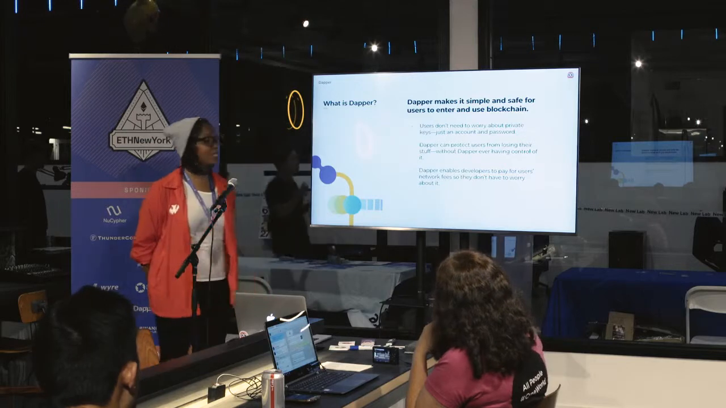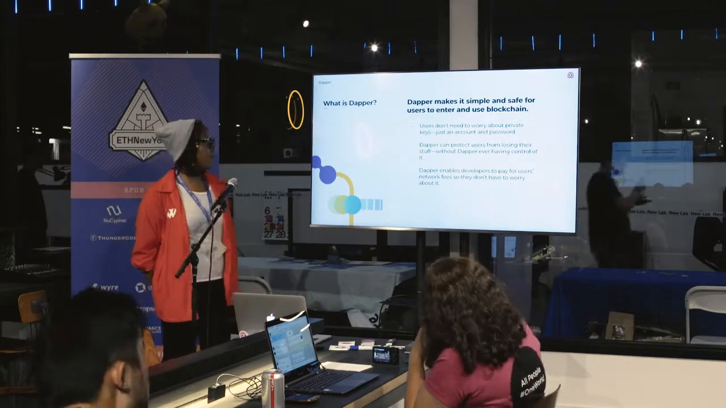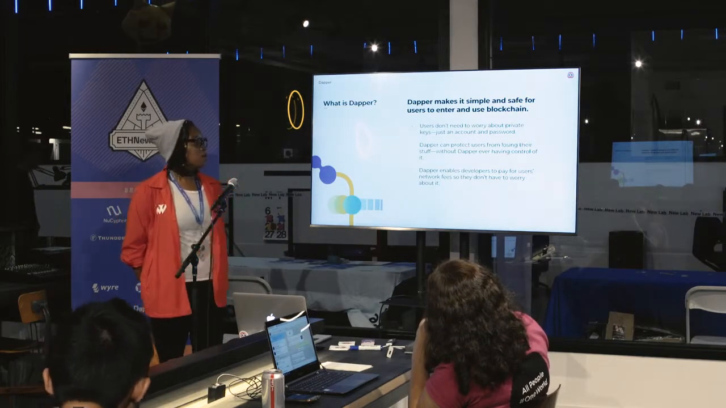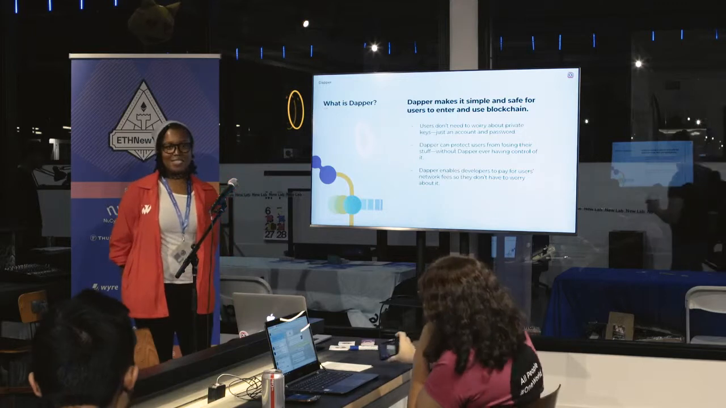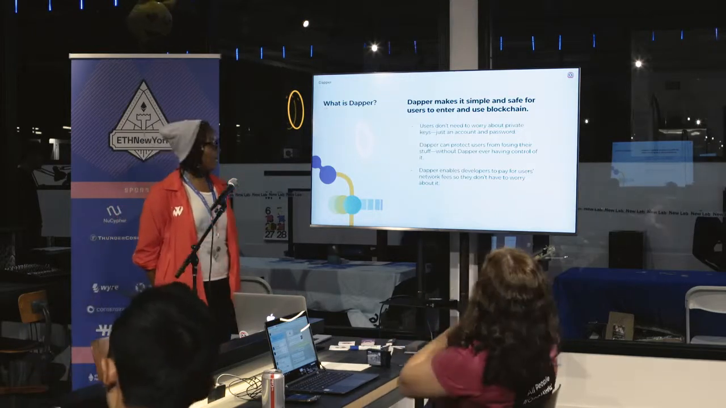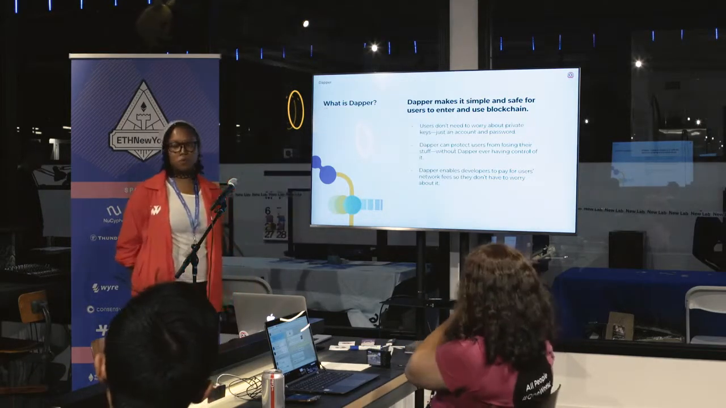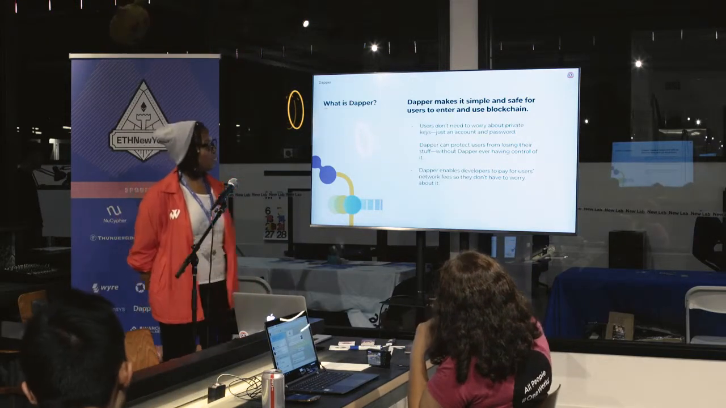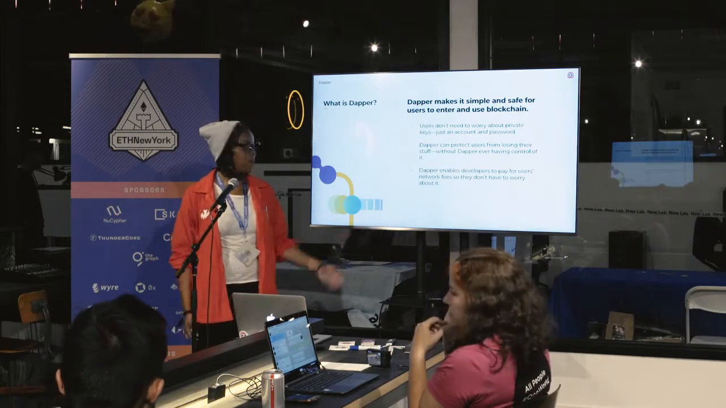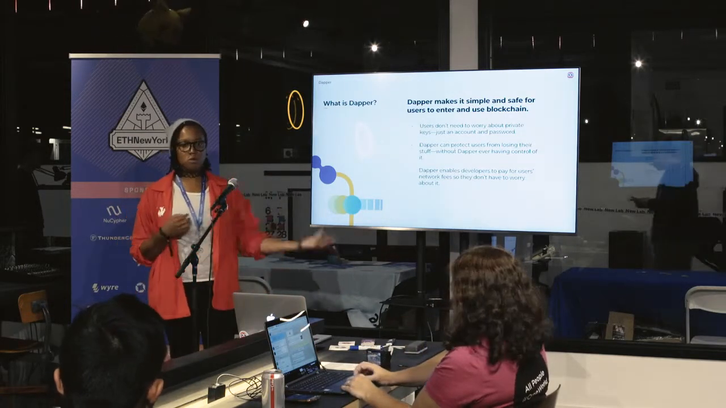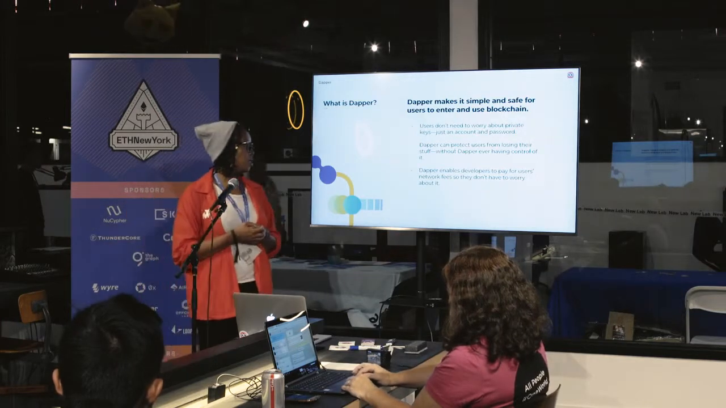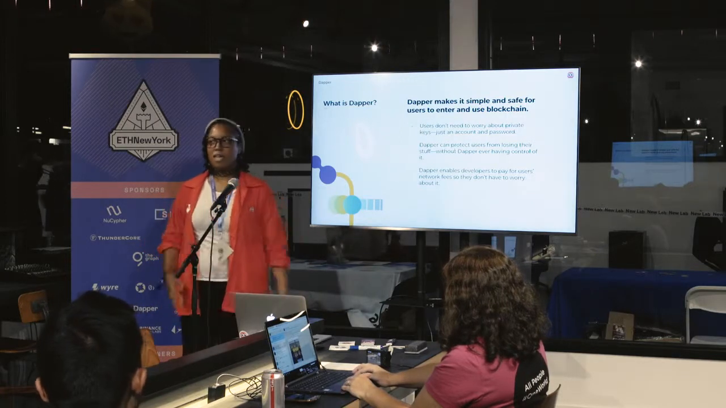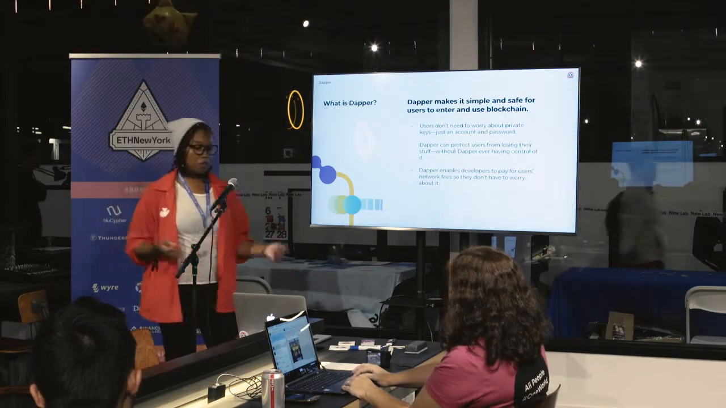So what is Dapper? How is Dapper addressing these problems? Dapper makes it simple for users to enter and use the blockchain. How do we do that? So we don't have private keys, and we don't have seed phrases. We are a smart contract wallet, and we do things a little differently, but it's very simple for users, and it provides a beautiful user experience. Dapper can protect users from losing their digital stuff. They have a recovery kit, and they're able to recover their assets and have them with them at all times. And Dapper enables developers to pay for users' network fees so they don't have to worry about it. This is something that we're doing to help save money.